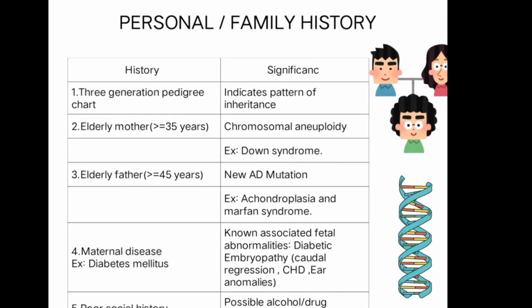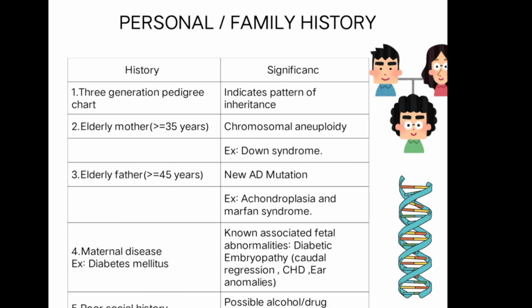What history will we collect? The first one is the family history. A 3 generation pedigree chart will be drawn for the eligible couples. Then we will come to know the percentage chance of the baby being born with genetic abnormalities. We also collect history regarding the mother's age and the father's age. If the mother's age is equal to or more than 35 years, there is a chance of developing chromosomal abnormalities, for example, Down syndrome. Or if the father is 45 years or older, there is a chance of the baby being born with achondroplasia or Marfan syndrome.